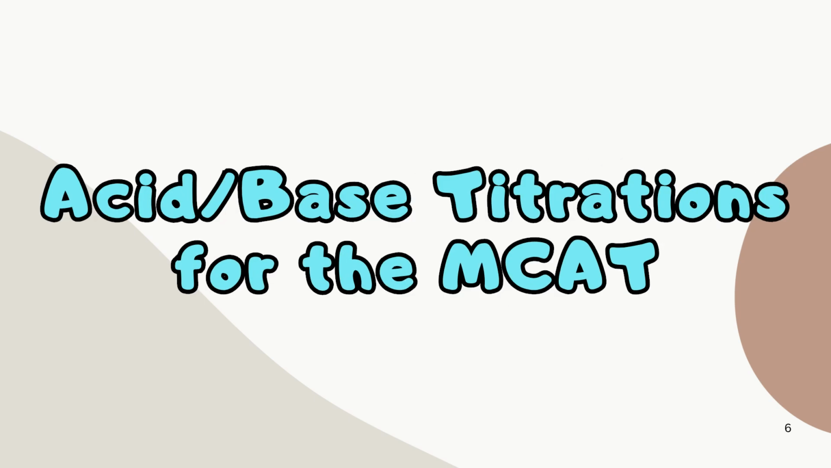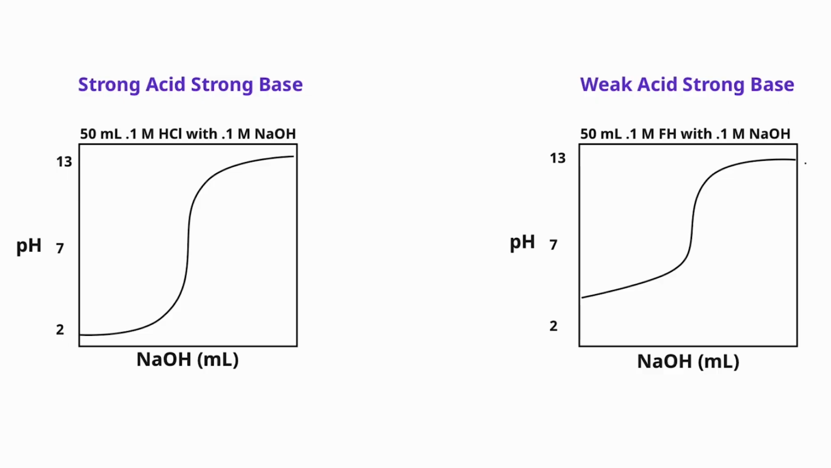We're going to look at a strong acid being titrated by a strong base, and then a weak acid being titrated by a strong base. And what we're going to focus on is what is in solution at every point during these curves, what reaction is occurring at every point, and then how should you be thinking about the pH.